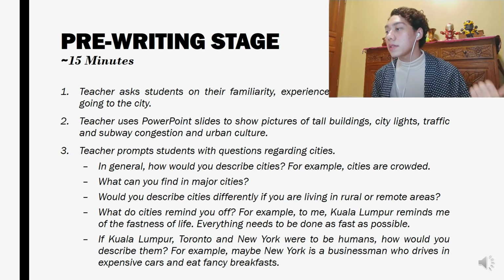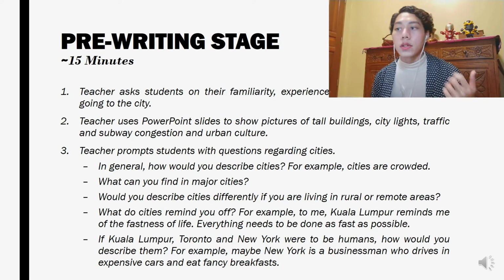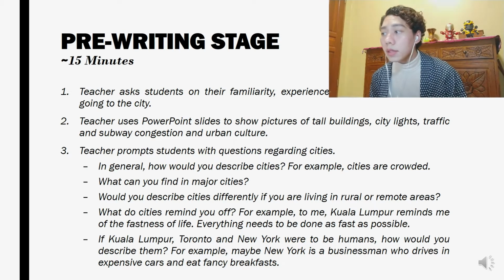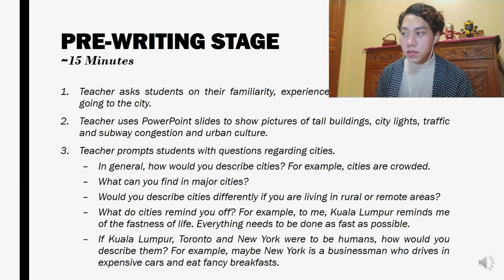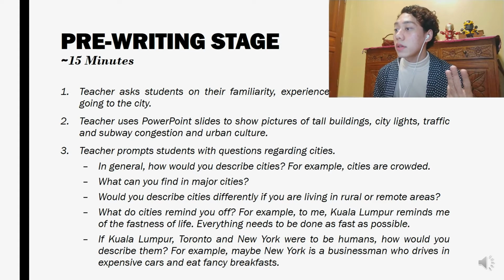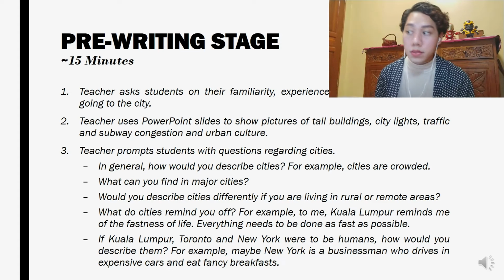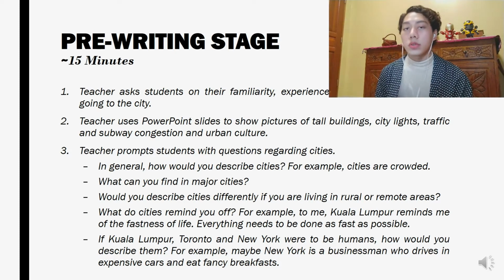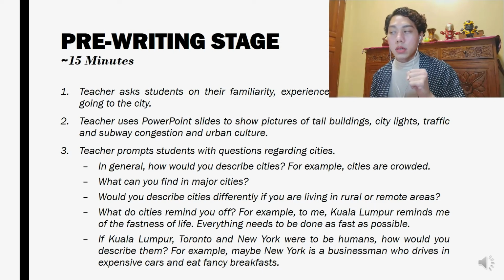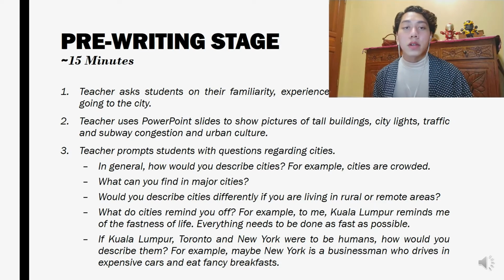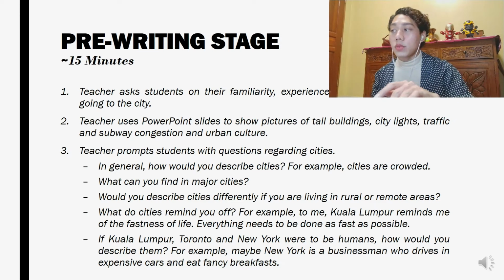The first prompt is, in general, how would you describe cities? For example, cities are crowded. The second prompt is, what can you find in major cities? The third one is, would you describe cities differently if you're living in rural or remote areas? Number four, what do cities remind you of? For example, to me, Kuala Lumpur reminds me of the fastness of life. Everything needs to be done as fast as possible. And the last prompt is, if Kuala Lumpur, Toronto, and New York were humans, how would you describe them? For example, maybe New York is a businessman who drives expensive cars and eats fancy breakfasts. So those are the prompts.